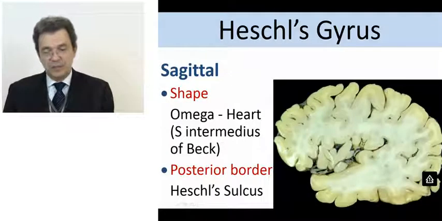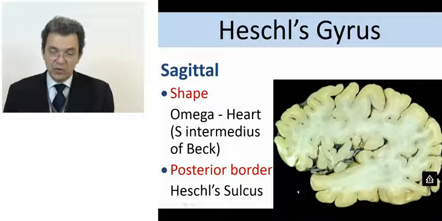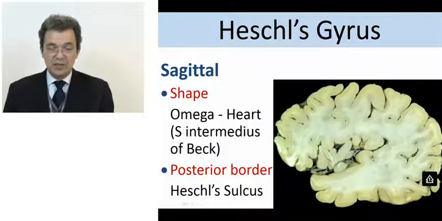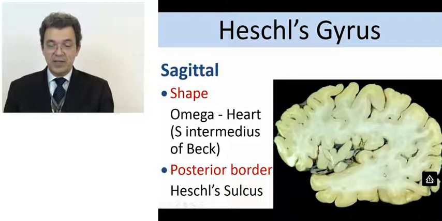In the sagittal plane, typically you look at the temporal lobe and you see this form on the surface. It has the form either of an omega or a champignon. It separates the surface into two parts. Anteriorly you have the planum polare, because of the temporal pole, and behind it you have the planum temporale. And immediately behind it is Heschel's sulcus. You can have a small sulcus on it, called the sulcus intermedius of Beck, giving it a different shape.